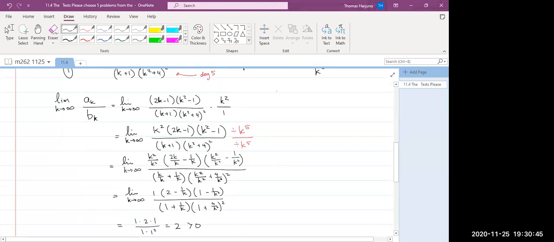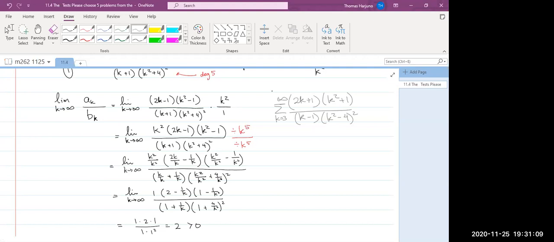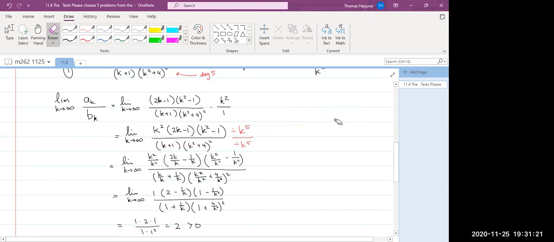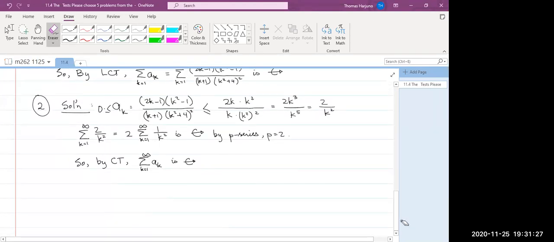It does not work if I change it to be, let's say, 2k plus 1, k squared plus 1 over k minus 1, k squared minus 4 squared, and the series actually starts from 3, let's say. Then it's actually not doable using the second method, but still doable using the first method. Using this problem, you also notice that a problem may be doable using more than one different method.